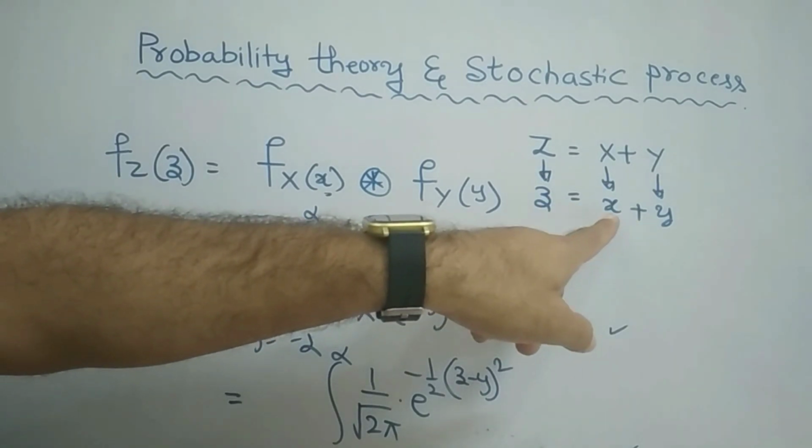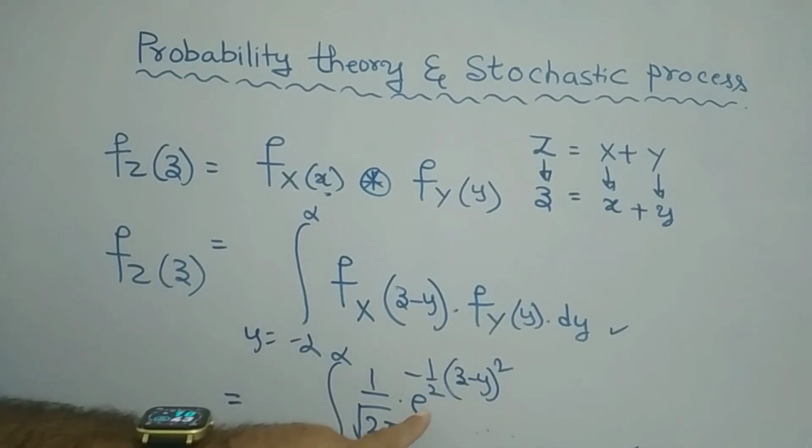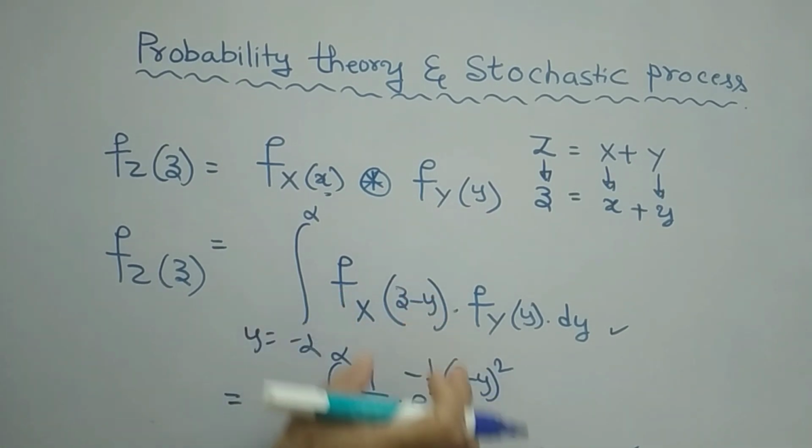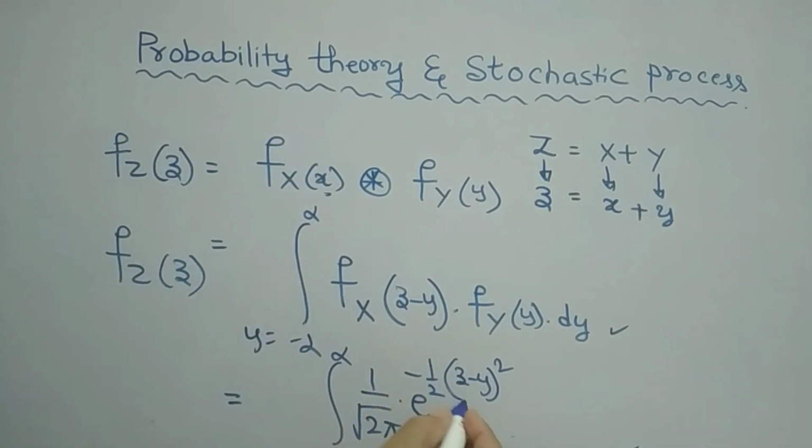Z minus y is x, equal to z minus y. Therefore, z minus y whole square. This is the value of this one. And similarly, your f of y remains the same, f of y into dy. That's it.